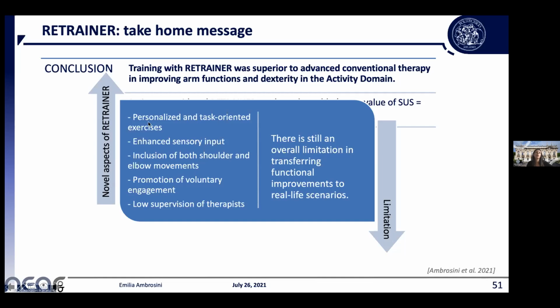It can apply a personalized and task-oriented exercise. It enhances sensory feedback thanks to the use of FES. It includes both shoulder and elbow movements and promotes voluntary engagement of the subject, and requires also low supervision of the therapist. Overall, what we observed was also that there was still a limitation in transferring functional improvement to real life scenarios, because we do not observe the same improvement in terms of ADL, so activities of daily living, and mainly we do not observe improvement in terms of quality of life.